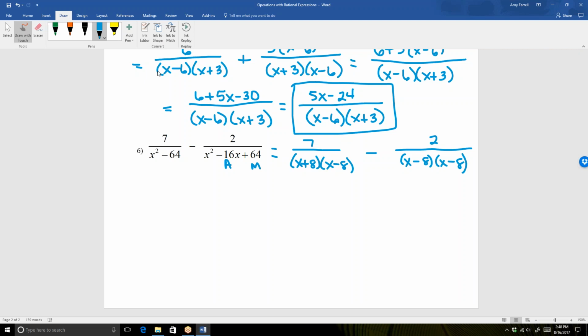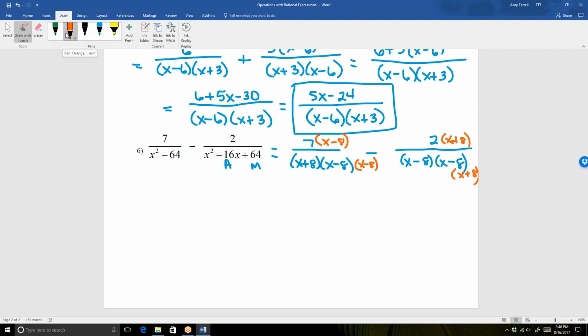Then, just as we've been doing in the last two examples, I need a common denominator. I notice that the second denominator has two factors of x minus 8. So this denominator is going to need another factor of x minus 8 if I'm going to get a common denominator. Now this denominator has a factor of x plus 8, but this rational expression over here does not have an x plus 8 in the denominator. And so I'm going to multiply both the numerator and denominator by x plus 8.